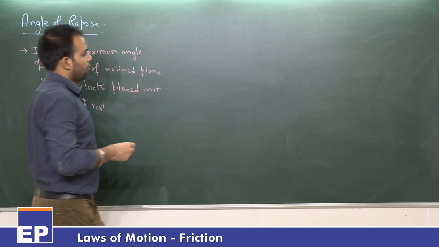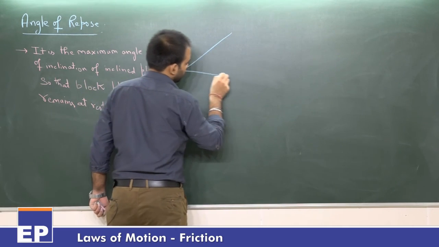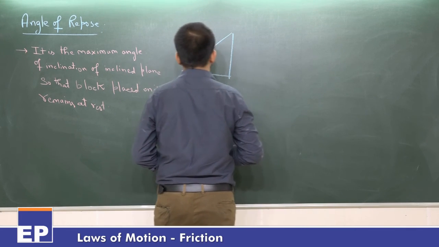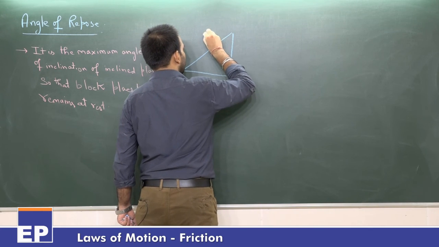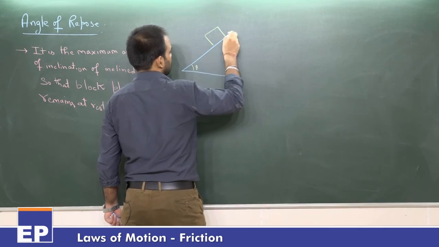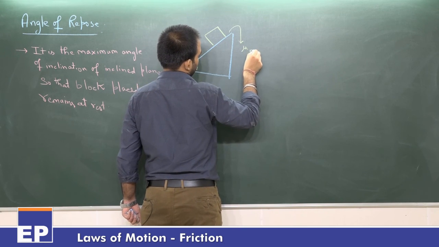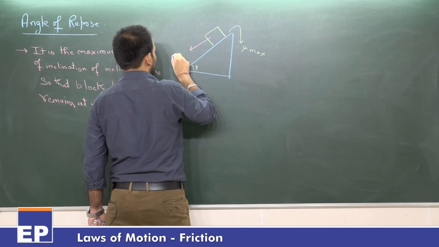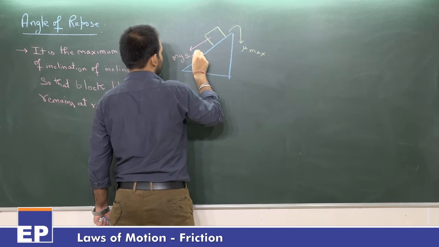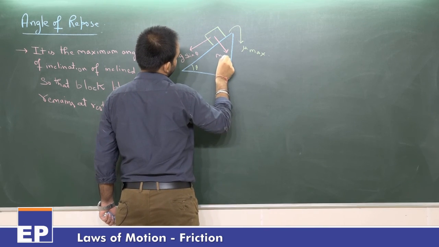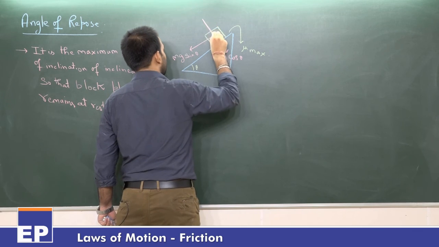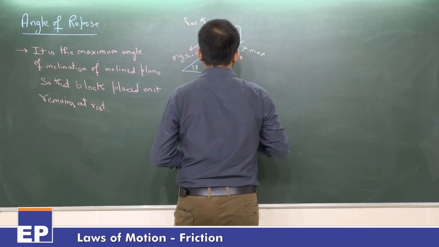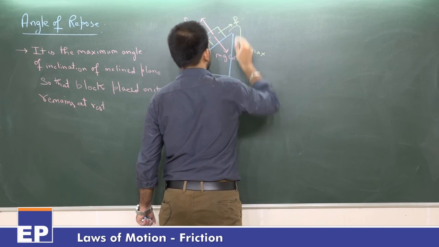देखो मान लो this is our inclined plane and a block is placed on it. Theta is the angle. The static friction coefficient is mu s max. Now the forces acting on it are mg sin theta, and mg cos theta is acting in this direction and Fn is acting in this direction. Now it has a tendency to move in downward direction. Friction is acting in this.